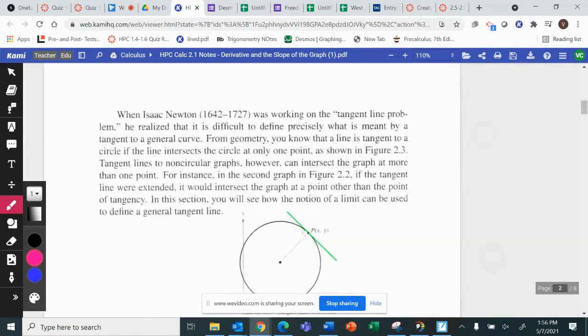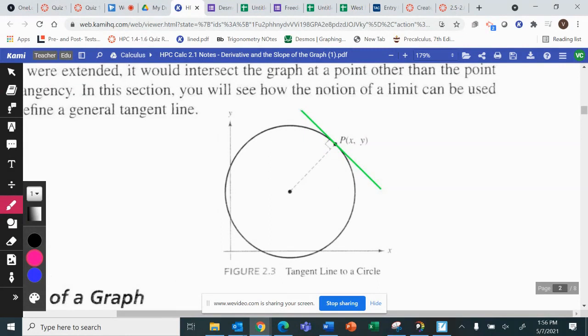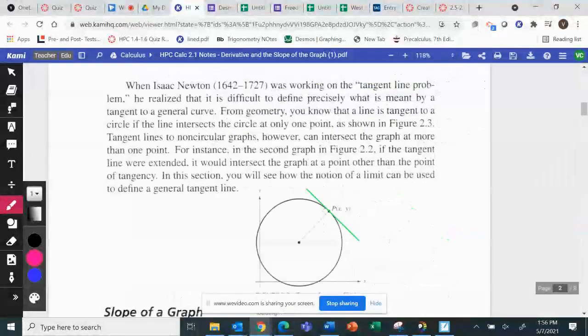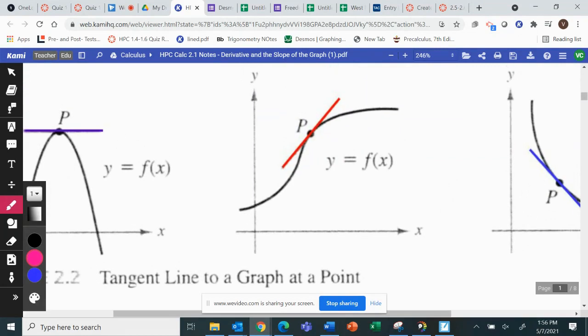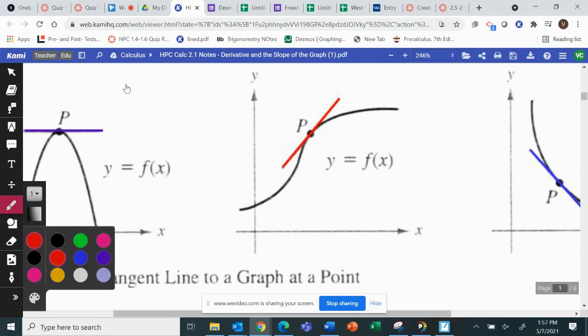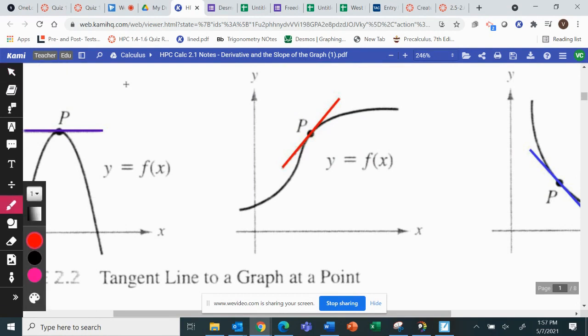So now, when we talked about circles in geometry, it only crosses through the circle one time. But when we talk about graphs, we have a problem because it doesn't only cross through one point in every single graph. Some graphs it will, but look at this middle graph here. If I extended this line, it's not gonna be perfect, but eventually it will cross the graph again because the graph does fun things and it twists and it turns.